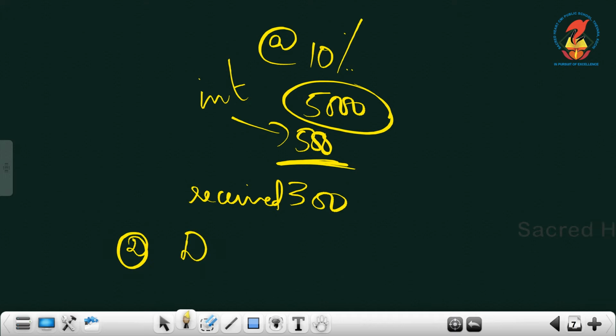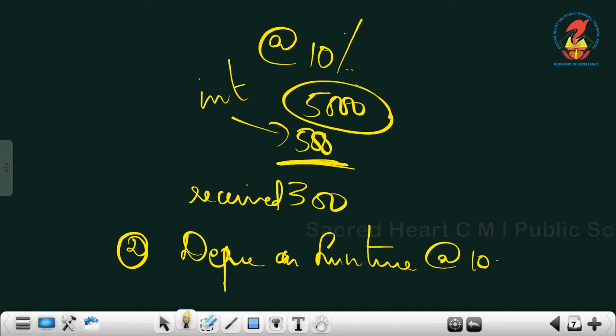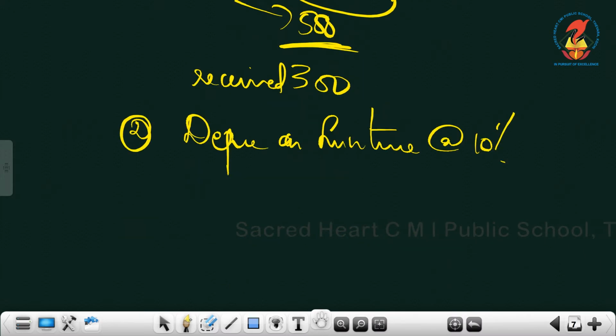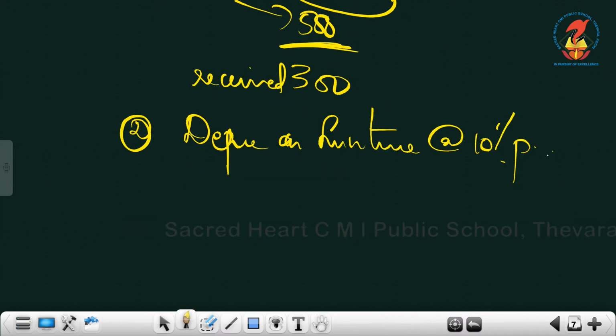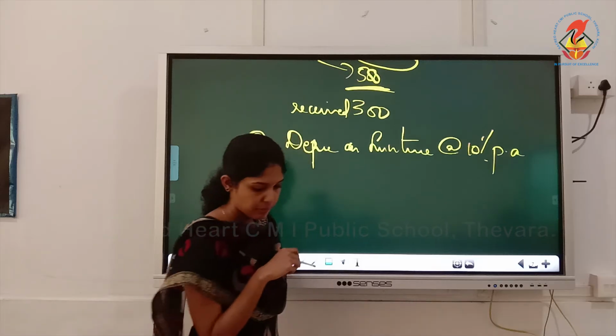Okay, the second working note, the depreciation, on which item is that? Yes, furniture. You have to compute at the rate of 10% per annum. Per annum means it's 1 year, 10%. So you have to consider the time period always.